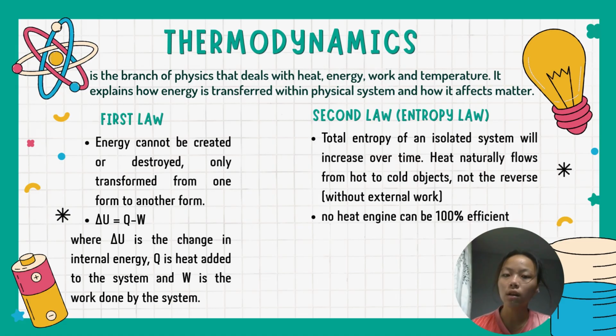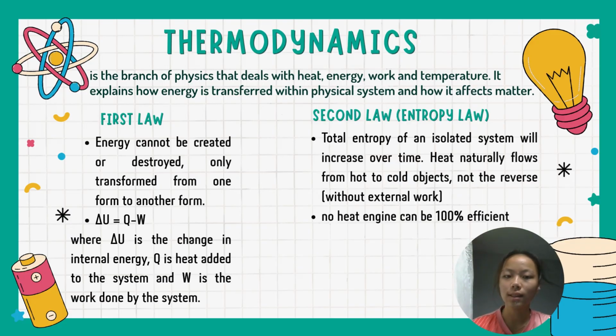So the first law in thermodynamics states that energy cannot be created or destroyed, only transformed from one form to another form. So the equation for the first law is delta U equals Q minus W, where delta U is the change in internal energy, Q is the heat added to the system, and W is the work done by the system.